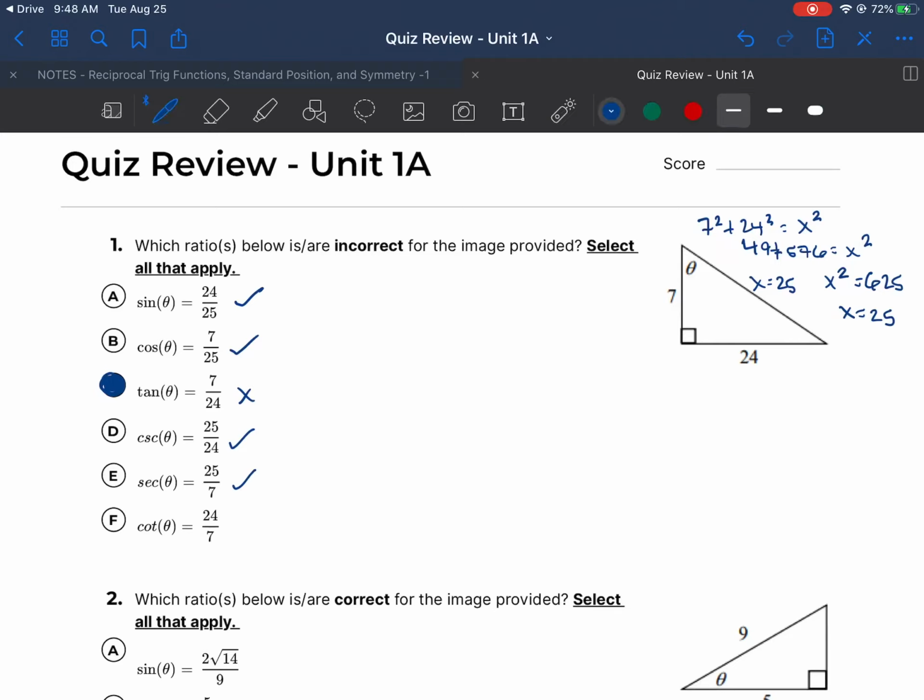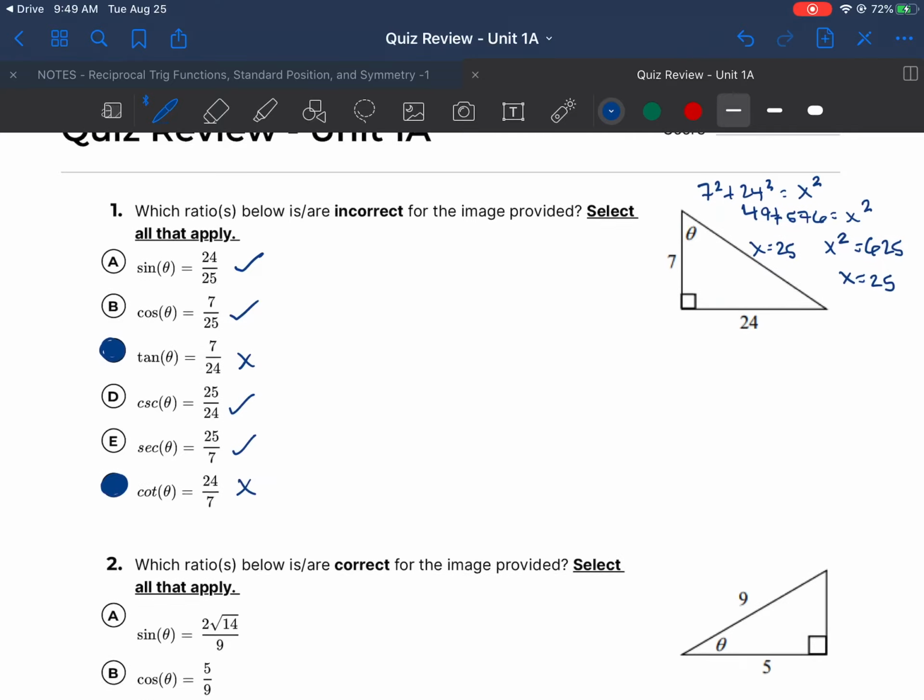And then lastly, the cotangent of theta. Since the cotangent is the reciprocal of the tangent, with the tangent being opposite over adjacent, the cotangent would be adjacent over opposite, which would be 7 over 24. That is not what we have here, so this is another one of our incorrect ratios.